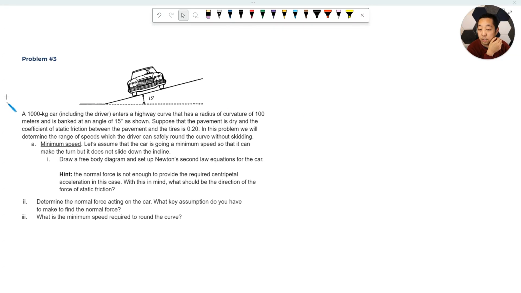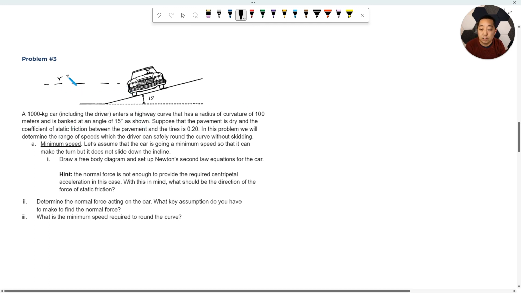So we have a 1,000 kilogram car, and there's a highway curve with a radius of curvature of 100 meters. Okay, it's banked at an angle of 15 degrees. So the radius here is going to be 100 meters of this turn that it's making. Suppose the pavement is dry and the coefficient of static friction is 0.2.